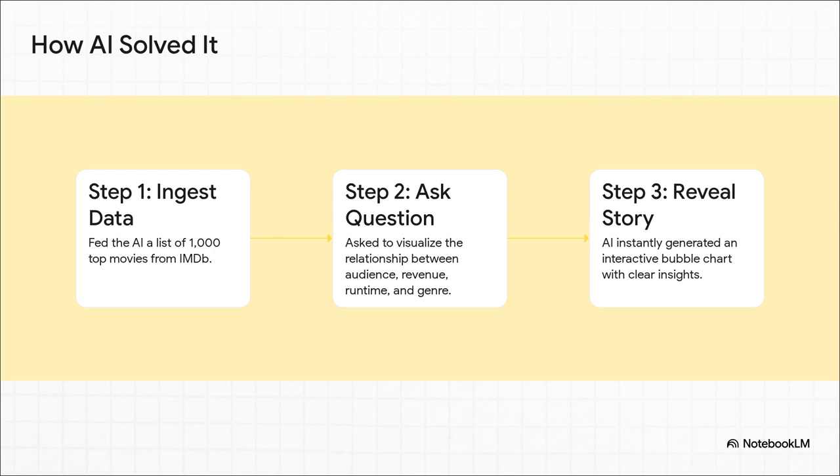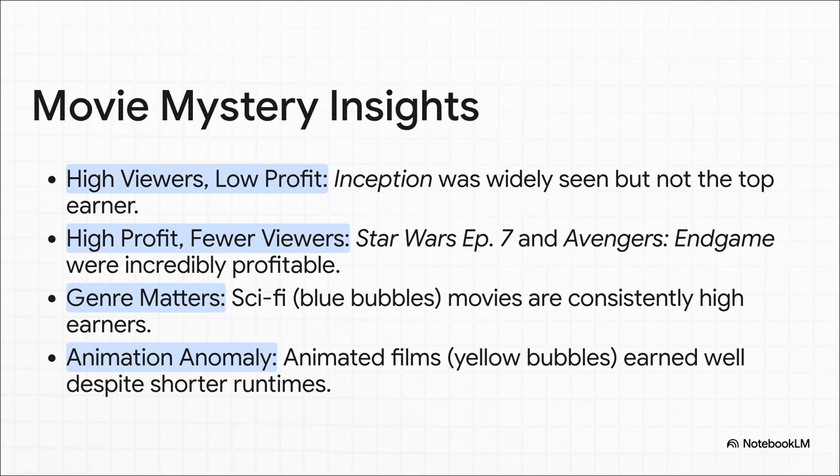And you know what? The process was almost laughably simple. We gave the AI a basic list of movies from IMDb. Then we just asked it a plain English question, like I'm talking to you right now. Hey, show me how the money, the audience votes, the runtime, and the genre all connect. And boom, instantly the AI spits out our first set of clues. And just like that, the story starts to appear.